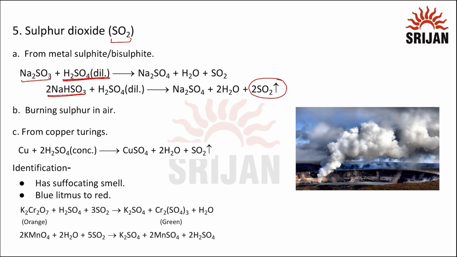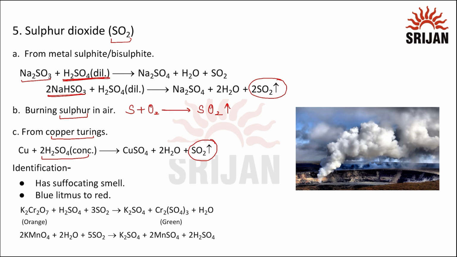The second method is we can simply burn sulfur in the air. This is the simplest example of production of sulfur dioxide. So sulfur plus oxygen will produce SO2. The third method is by boiling copper turnings. So copper turnings on boiling with concentrated H2SO4 result in the production of sulfur dioxide.